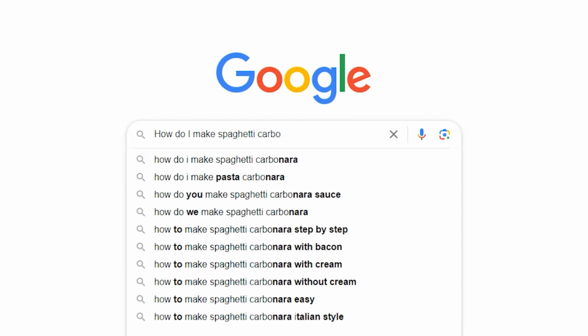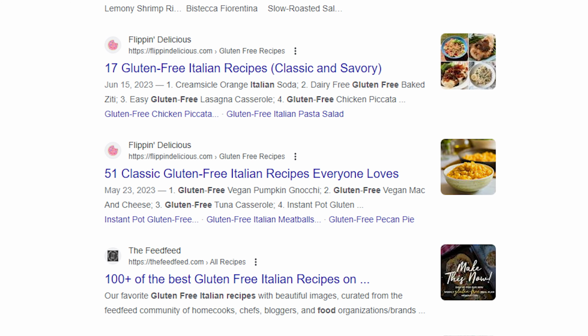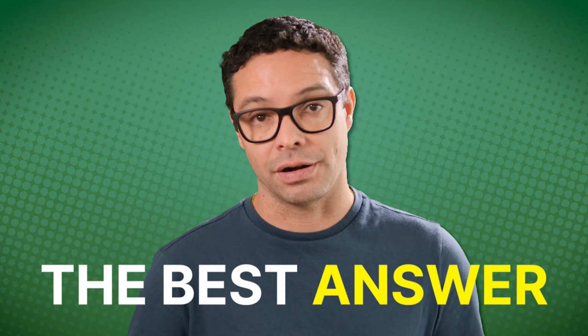When a person uses a search engine to find a recipe, they're usually seeking a specific answer like, how do I make spaghetti carbonara? Or maybe they're looking for suggestions such as gluten-free Italian recipe ideas. The search engine's job is to help viewers find the best answer. That usually means the most complete answer also.